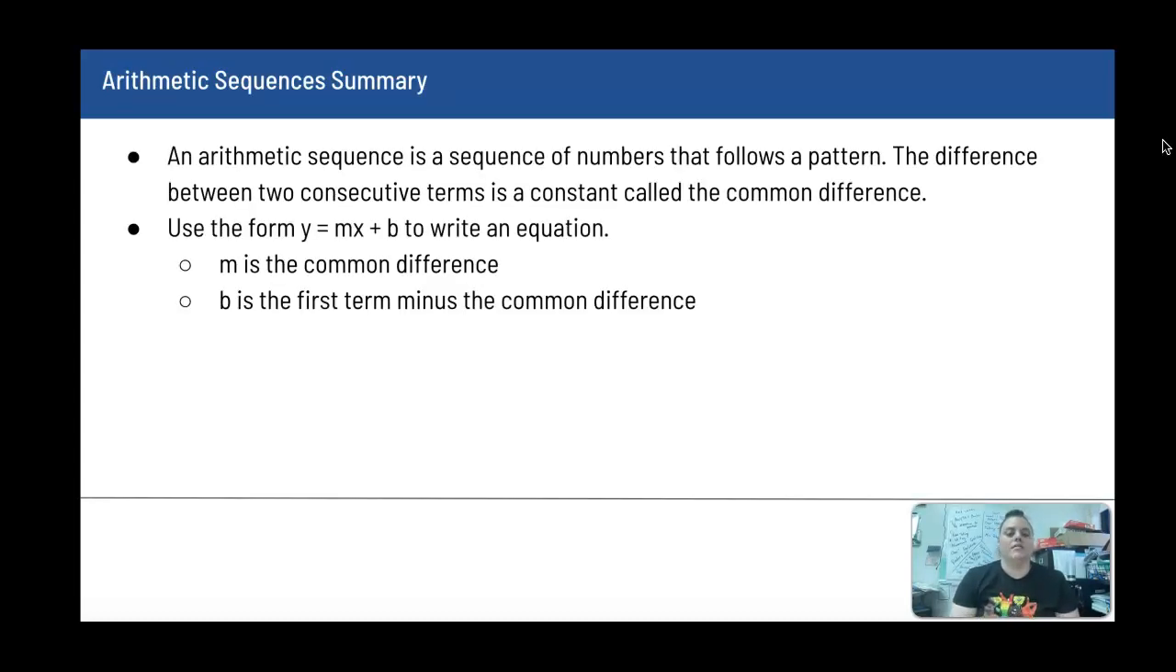To summarize this lesson, an arithmetic sequence is a sequence of numbers that follows a pattern. The difference between two consecutive terms, terms right next to each other, is a constant called the common difference. Use the form of y equals mx plus b to write an equation. M is the common difference, and b is the first term minus the common difference.